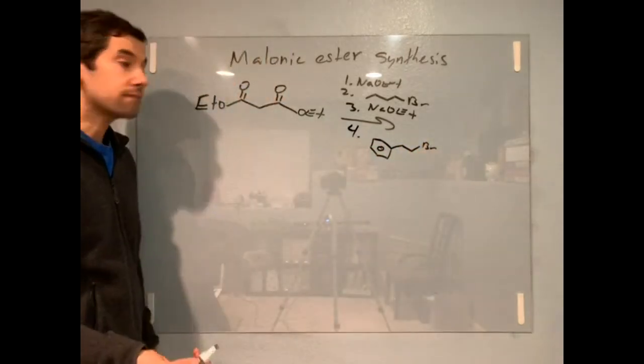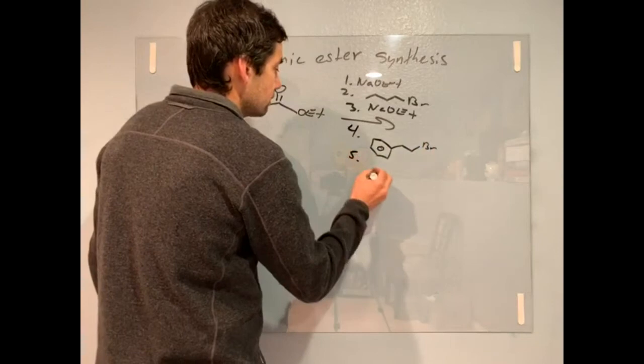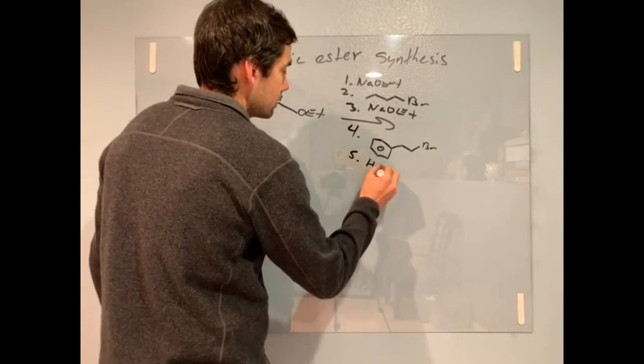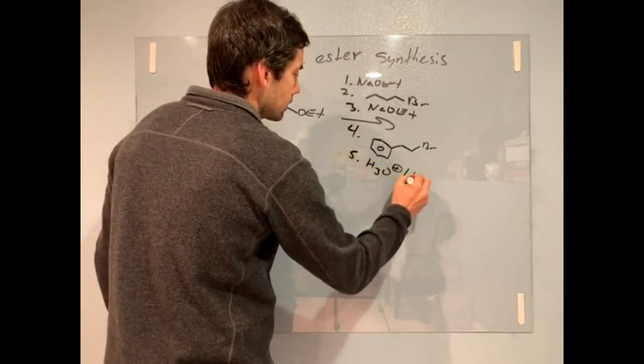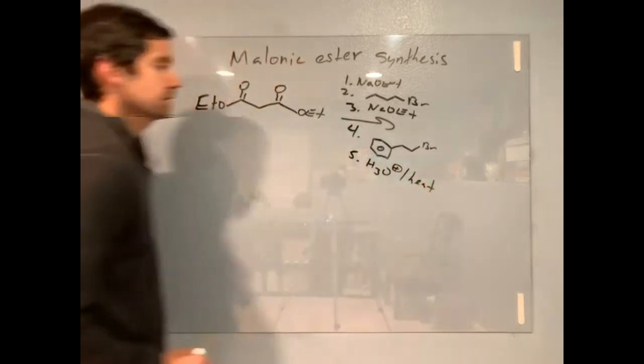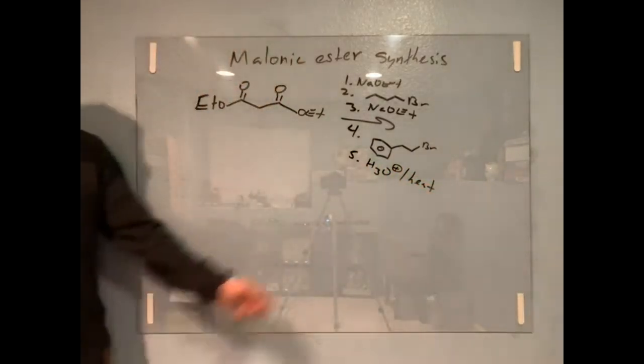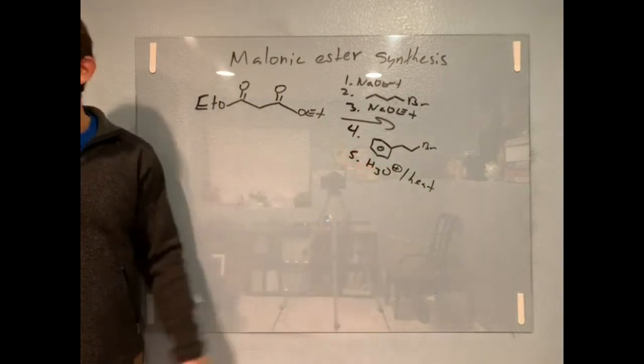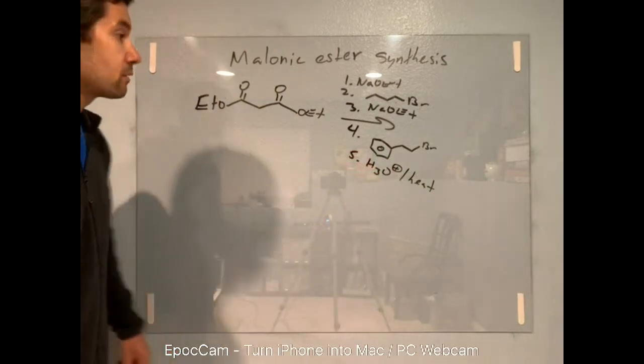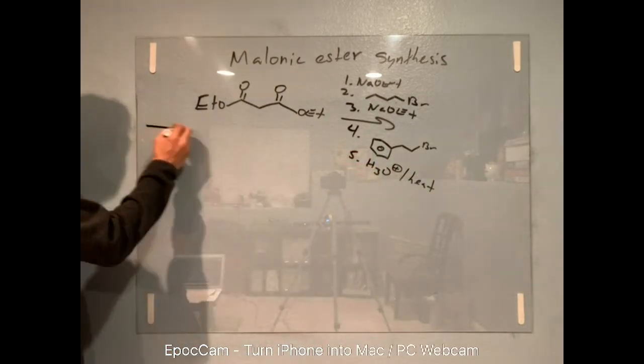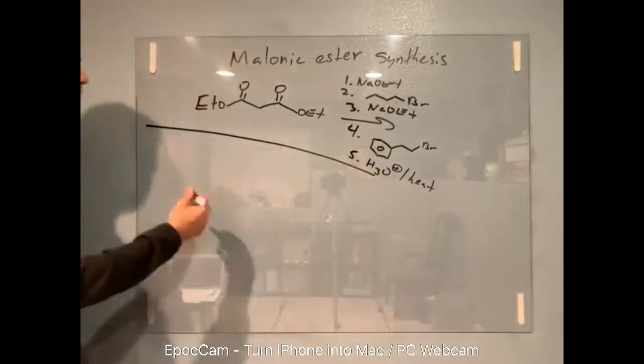And then what's going to be 5? 5 is going to be our H3O plus and our heat, right? And so we can do that. And so now what we're doing is we're doing this twice, right? We're going to add 2 groups in there. So let's go through the steps of this, right? Again, we won't do the mechanism. We'll just kind of go through the steps.